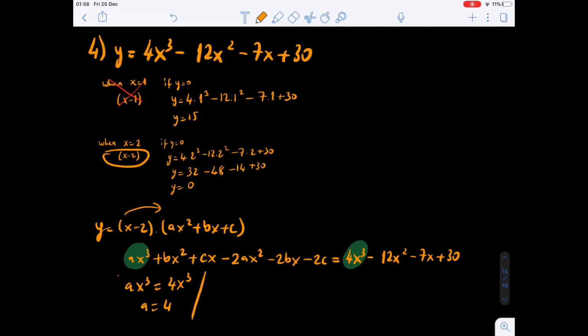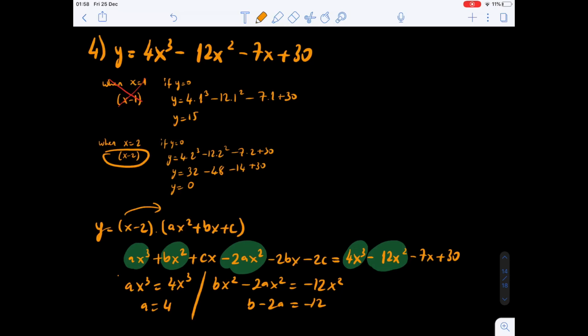To find b, I'm matching the like terms again. bx squared minus 2ax squared equals minus 12x squared. Let's write it down here: bx squared minus 2ax squared equals minus 12x squared. So b minus 2a equals minus 12. We know a is 4, so b minus 8 equals minus 12. b is negative 4 here. We found b.